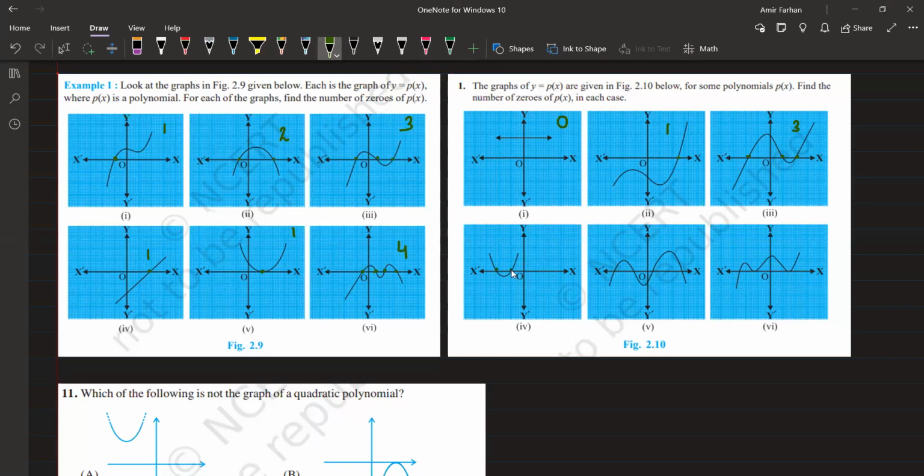1, 2. It should cut the x-axis only, irrespective of the sign, whether it's on the x-dash or x side. Okay. Now tell me this one. 4. Your voice is not clear. Please say it again. 4, sir. Okay. Let's find out whether you got it correct or not. 1, 2, 3, and 4. Yes, it is 4. Very good.